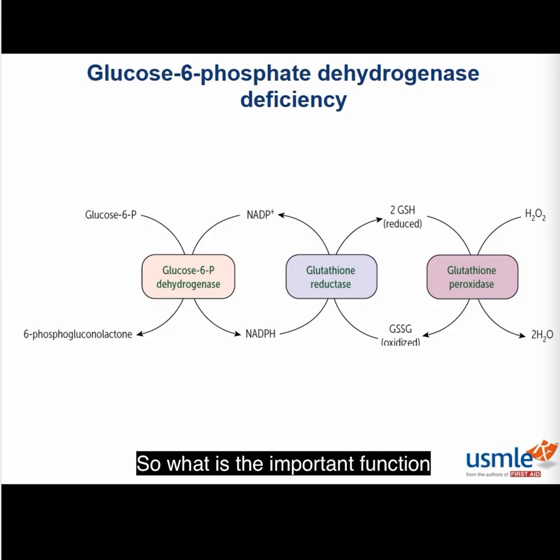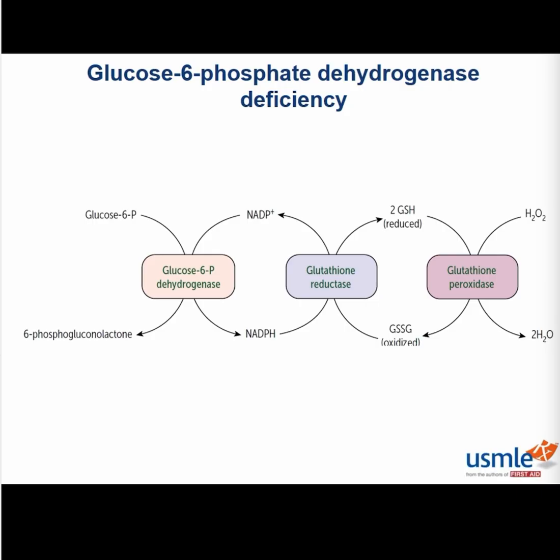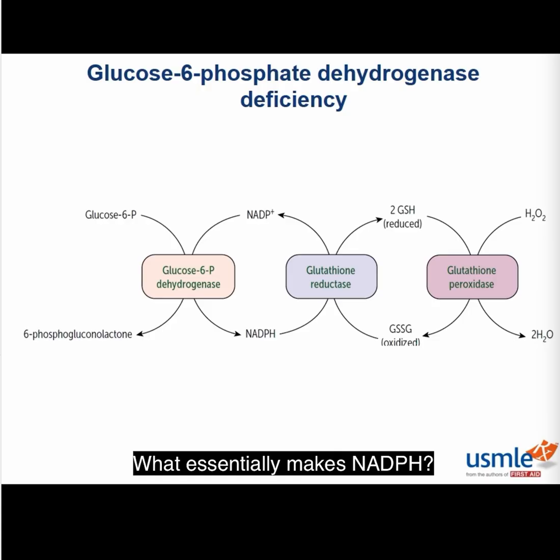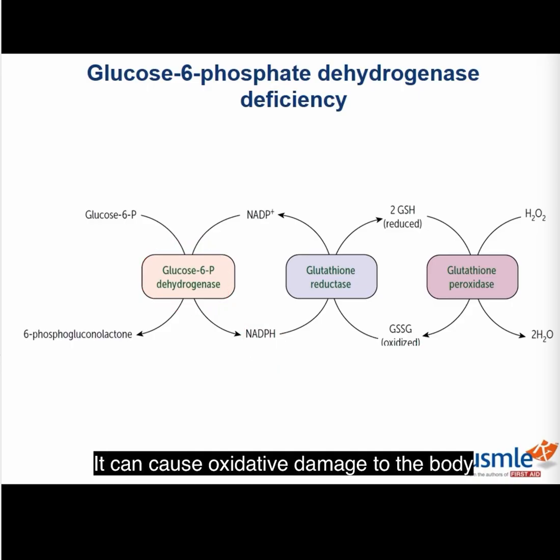So what is the important function of the irreversible oxidative reactions of the HMP shunt? Well, it essentially makes NADPH. The enzyme G6PD is involved in both the HMP shunt and the respiratory burst, and plays a key role in regenerating NADPH. So let's say we have a substance that's harmful to the body, like hydrogen peroxide. It can cause oxidative damage to the body if it's not dealt with, so what will our body do to protect itself?